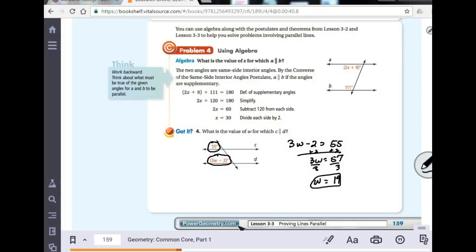So in order for C to be parallel to D, then w has got to equal 19, because those two angles would have to be equal to each other, and the only number that's going to make that happen is if w is 19. All right, hope this was helpful.